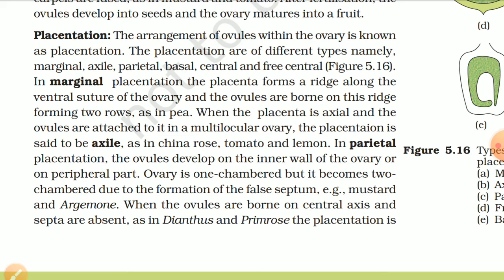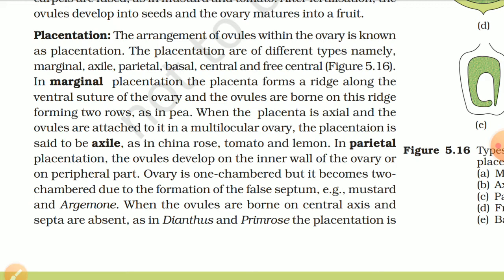When the placenta is axial and the ovules are attached to it in a multilocular ovary, the placentation is said to be axial, as in China rose, tomato, and lemon. In parietal placentation, the ovules develop on the inner wall of the ovary or on the peripheral part. The ovary is one chambered but it becomes two chambered due to the formation of a false septum, for example mustard and argemone.